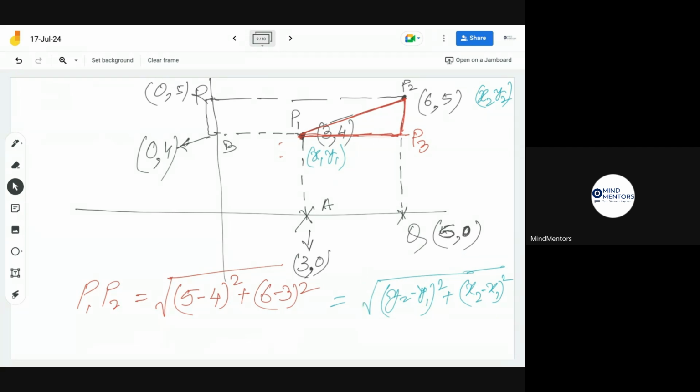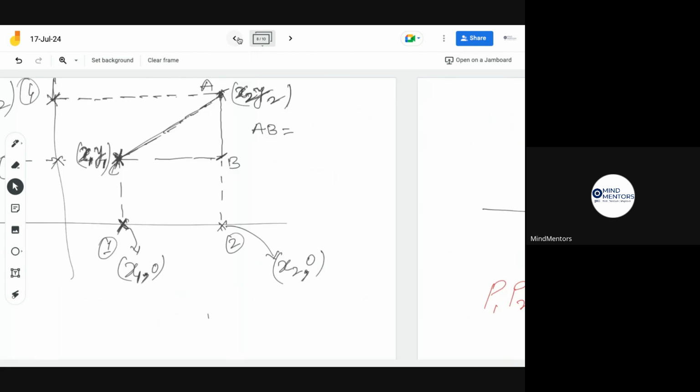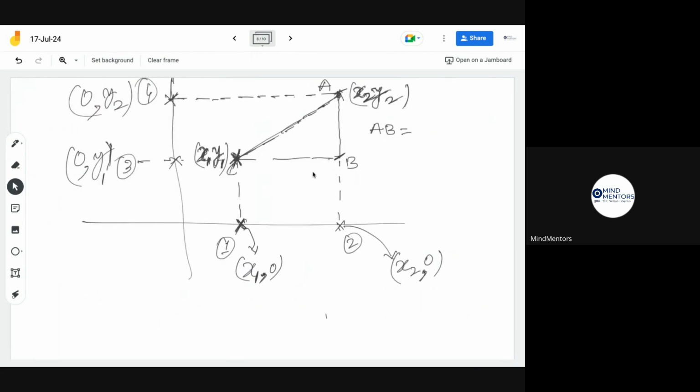Is this clear, everyone? Always y2 minus y1 whole square plus x2 minus x1 whole square. Now, if we go back to the previous slide, look, this is what I was trying to do here.